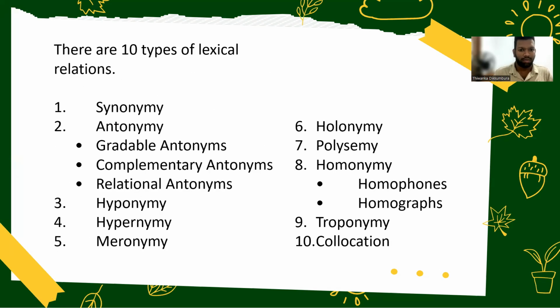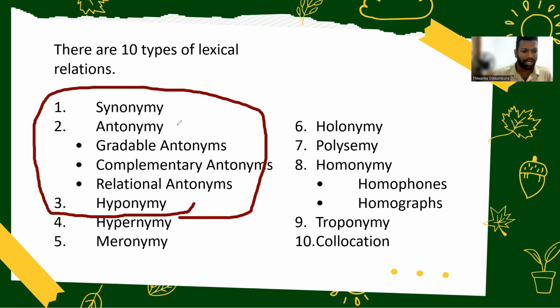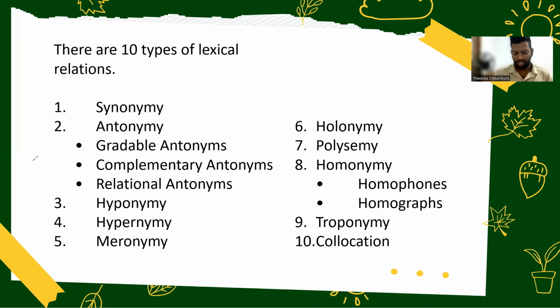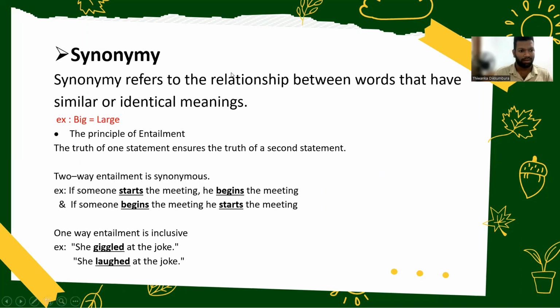So I'm going to consider synonymy, antonymy, and hyponymy. I'm going to discuss those three lexical relations in this presentation. First we will consider synonymy. Synonymy refers to the relationship between words that have similar or identical meanings. That means the words that mean the same or at least a similar meaning.